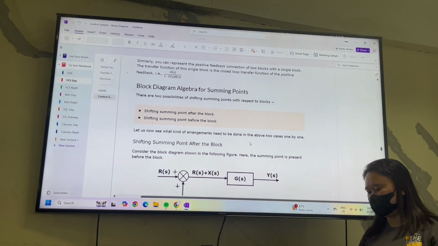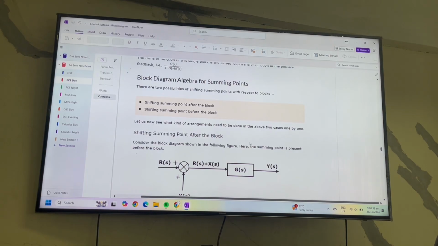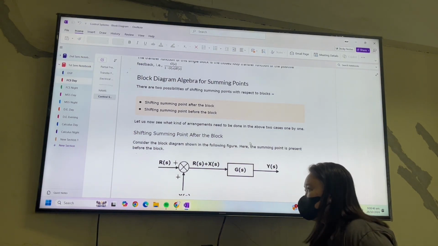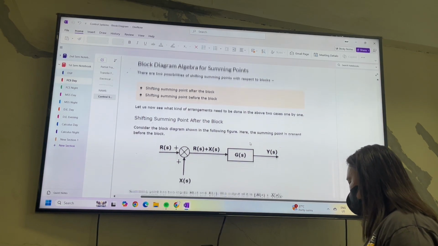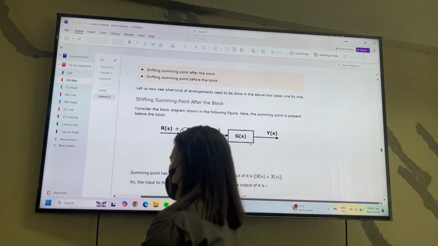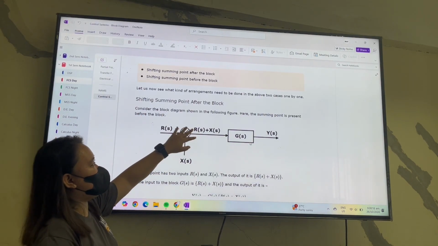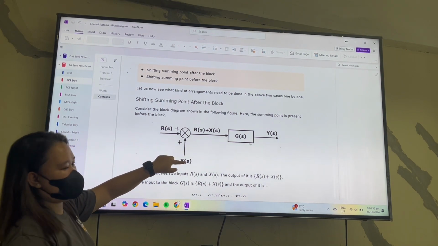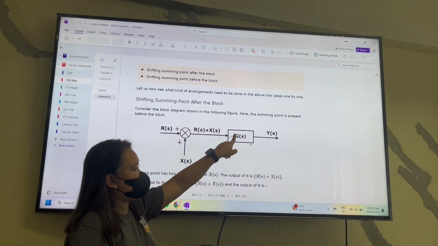Okay. Summing points. We have here another way to aid block diagram reduction. There are two possibilities of shifting summing points with respect to blocks: after the block and before the block. These terms are confusing. So, consider the block diagram in the figure. We have an input, and another input. So the output is R of s plus X of s, multiplied with G of s.